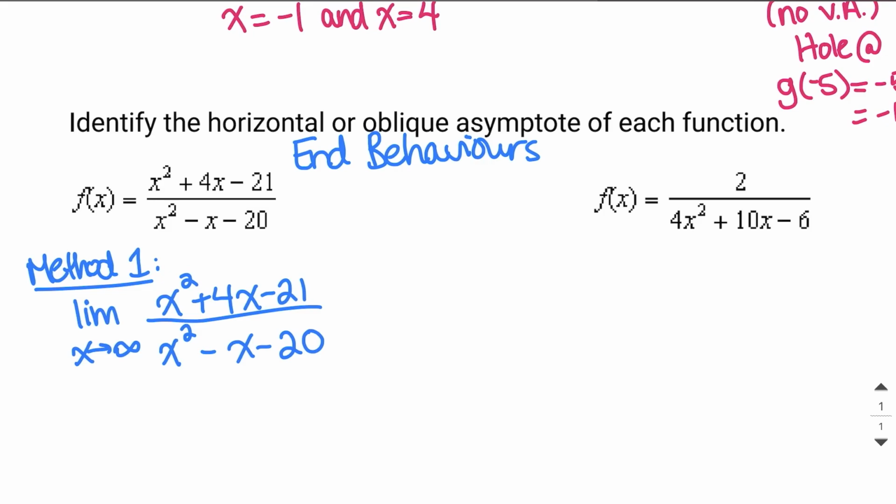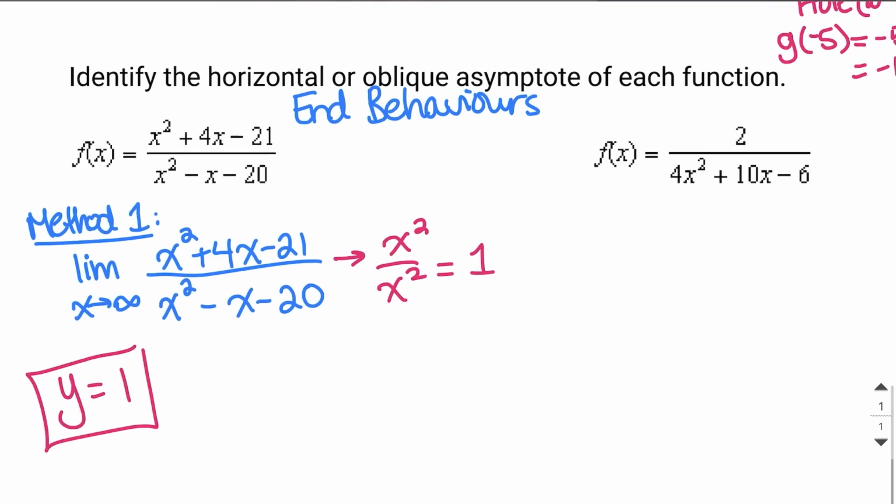So this means that this limit right here is approaching x squared over x squared. This stuff doesn't matter for large values of x. It's too small to compare to this x squared. This minus x minus 20 is just way too small to compare to this x squared right here. So then x squared over x squared reduces to 1. So that means that my horizontal asymptote is going to be y equals 1.